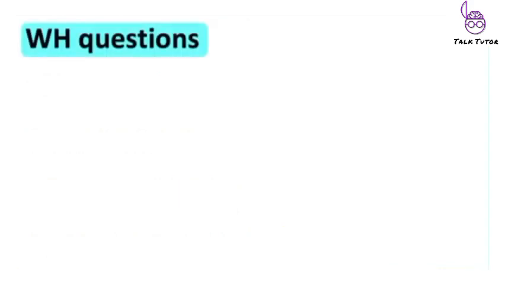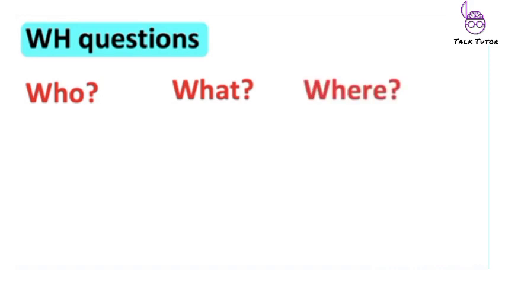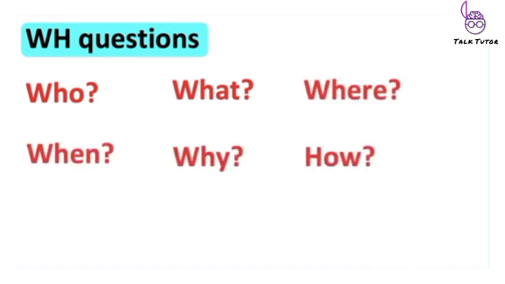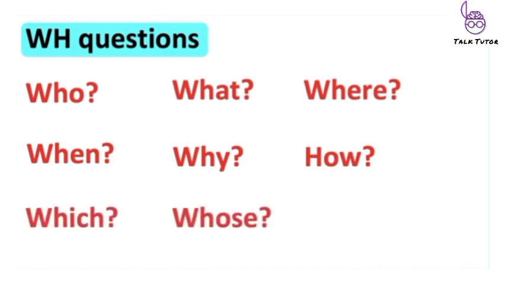WH questions. These consist of the 5 W's and H. Who, what, where, when, why, how. We can also include which and whose. These are questions which we can't answer with a yes or a no. We use these when we want to find out more information about something.